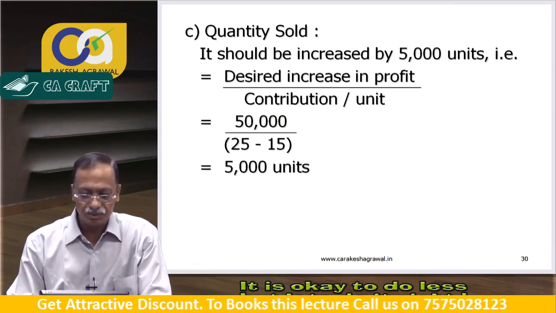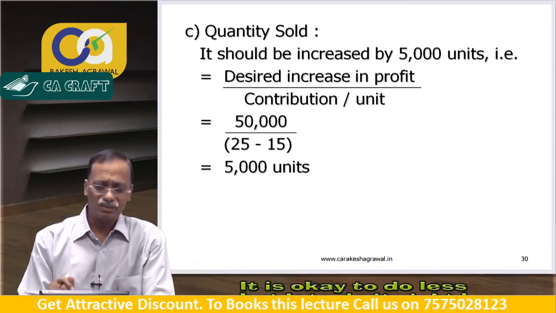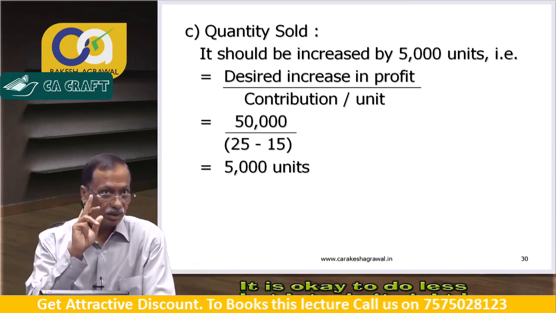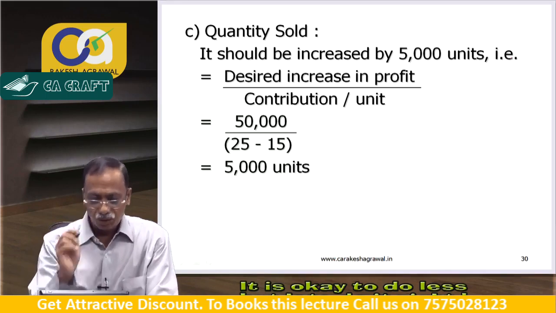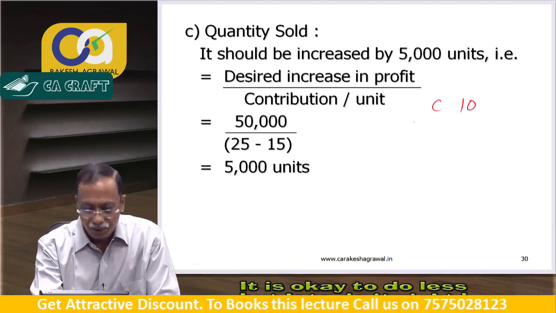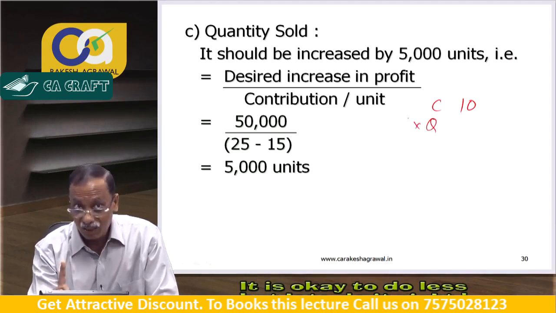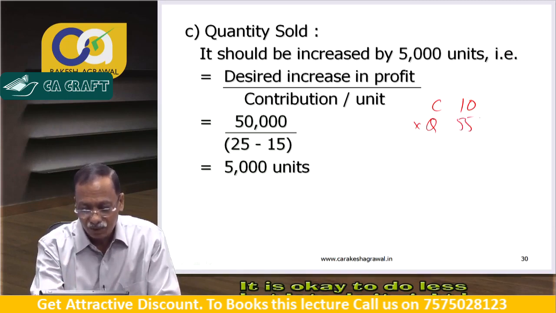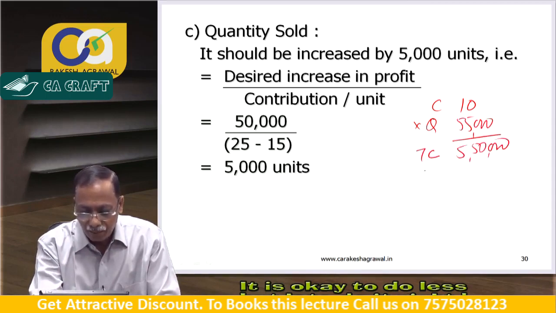That is 5,000 units. And this can be cross-checked, my dear friend. You can also cross-check on your own. How you can cross-check? We are just increasing the quantity sold. So your contribution per unit will remain 10 rupees. Contribution per unit into quantity sold, which was earlier 50,000 units, now will become 55,000 units. So you will get total contribution 5,50,000 minus fixed cost 4 lakh. And you will get your desired profit 1,50,000.